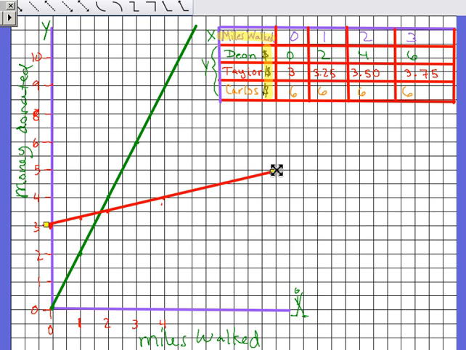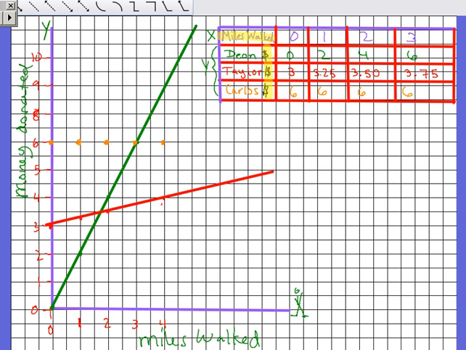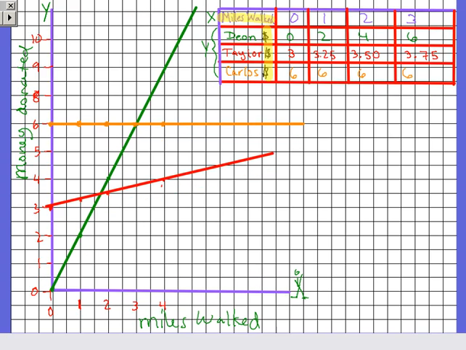Okay. And now I'm going to do Carlos in orange. And Carlos got 6 no matter what. So if he walked 0 miles, he was at 6. If he walked 1 mile, he was at 6. 2 miles at 6. 3 miles, he was at 6. 4 miles at 6, and so on. So I'm going to make him a line. Goes to there. And now we're going to later be using this graph to answer some questions. But right now, we are done graphing it.